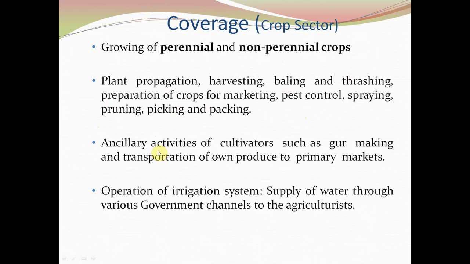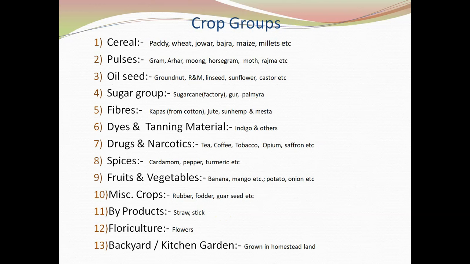Then ancillary activities of cultivators such as gur making is done after sugarcane production, and transportation of own produce to the primary market. This activity is also covered under the crop sector. And operation of irrigation system is also taken in crops. It is calculated by supply of water through various government channels to the agriculturists. Different channels may be canals, tanks, ponds, etc.